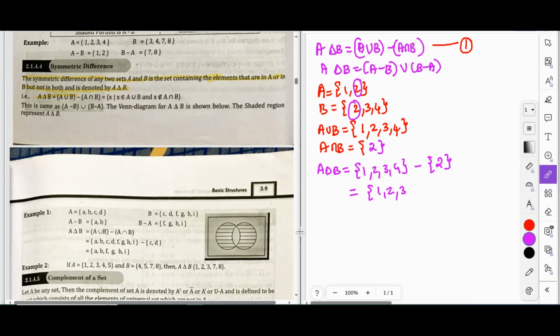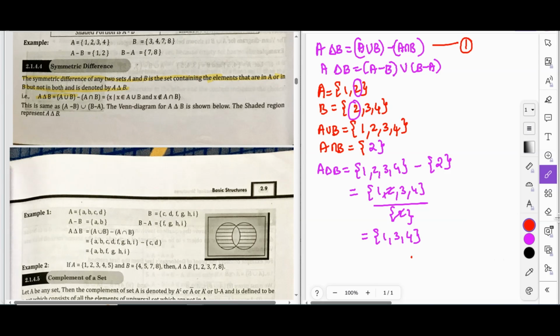1, 2, 3, 4 divided by 2. So 2 and 2 will get cancelled. The answer will be 1, 3, 4. So how do we draw the Venn diagram for this?